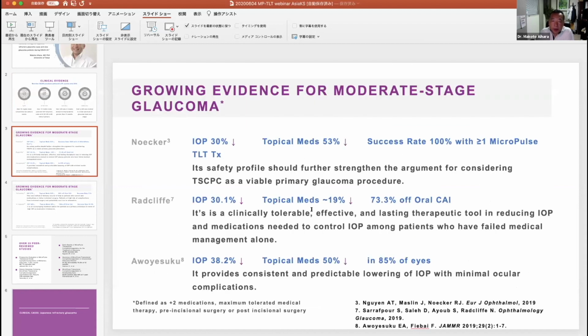So many papers indicate IOP lowering. This procedure can reduce IOP around 30%, and topical medications 50%. These papers indicate the evidence for moderate stage glaucoma, defined as over 2 medications at maximal tolerated medical therapy, and pre-incisional or post-incisional therapies.